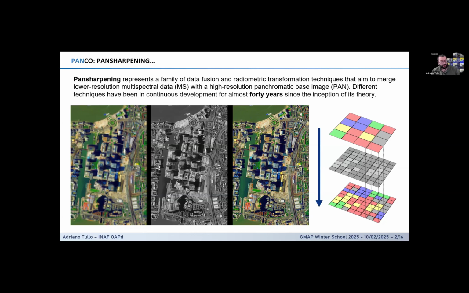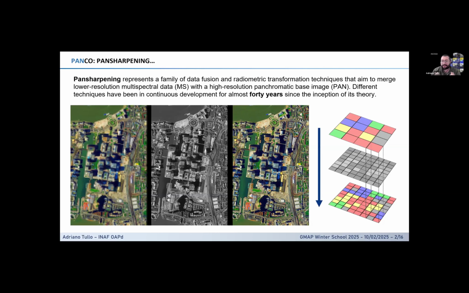The idea was to combine the spectral information from multispectral or hyperspectral data with the higher resolution of a panchromatic image. That's the origin of the name pan-sharpening. So use the panchromatic to sharpen the spectral information.